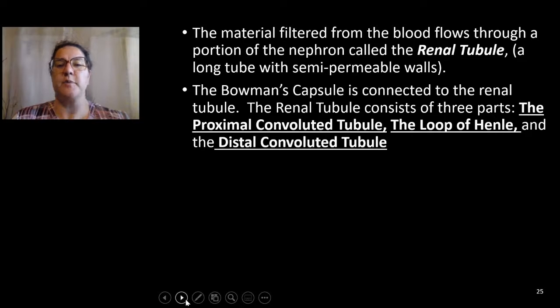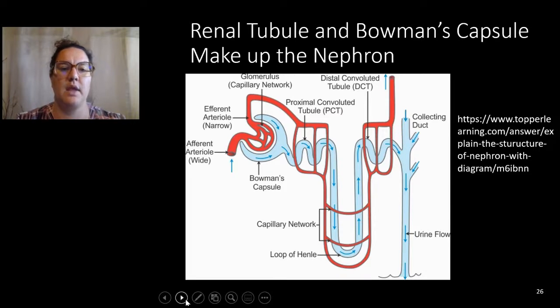Now the material filtered from the blood is going to flow through a portion of the nephron called the renal tubule, which is a long tube with semi-permeable walls. The renal tubule consists of the proximal convoluted tubule, the loop of Henle, and the distal convoluted tubule. So we can see the proximal convoluted tubule right after the glomerulus capillary network in this diagram. The loop of Henle then drops down and comes back up, and then the distal convoluted tubule is on the right-hand side of the picture just before the collecting duct.